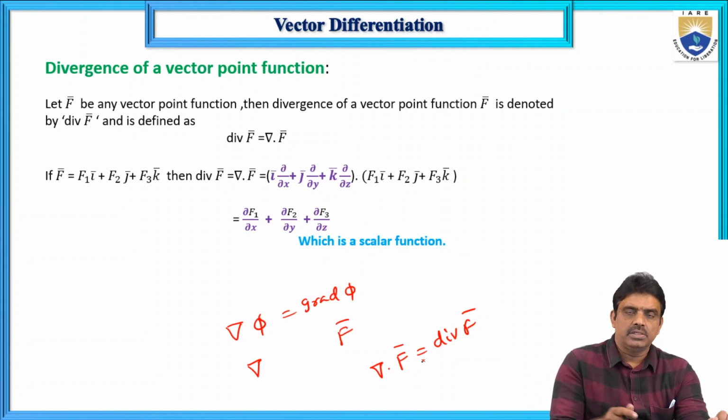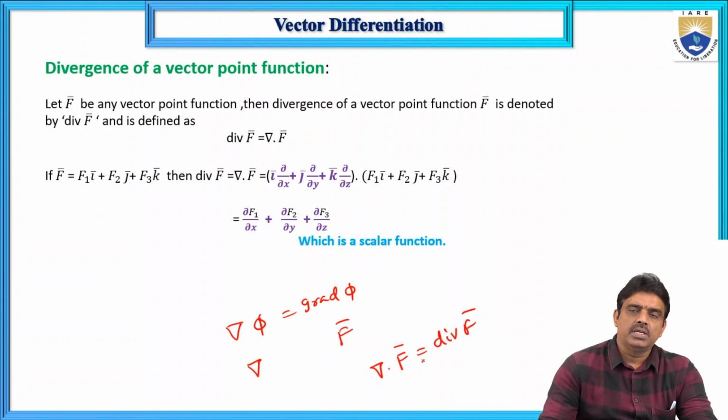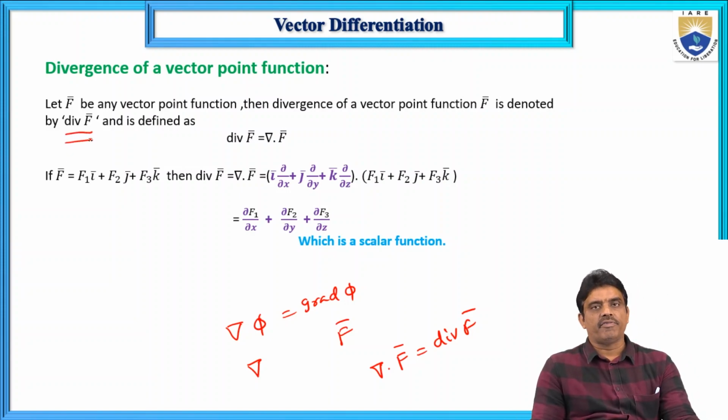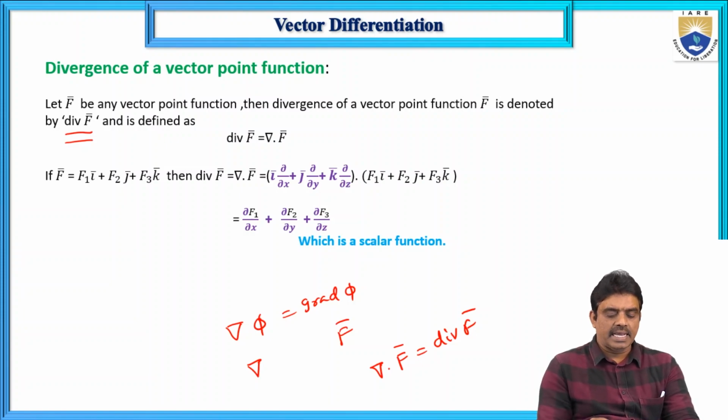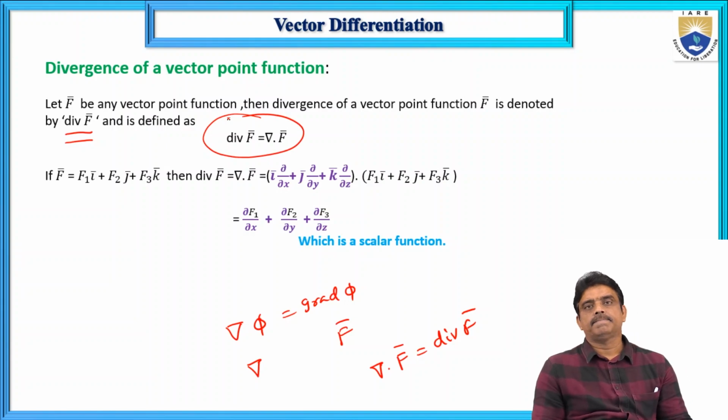So how to define it? I'll read out. Let f bar be any vector point function. Then the divergence of a vector point function f bar is denoted by div f bar, and it is defined as div f bar is equal to del dot f bar. This is the definition of the divergence.